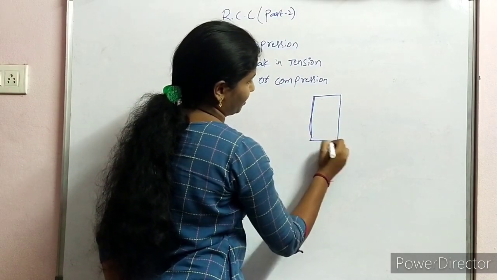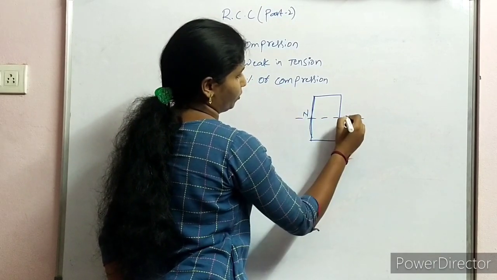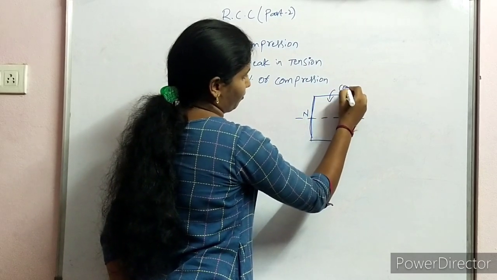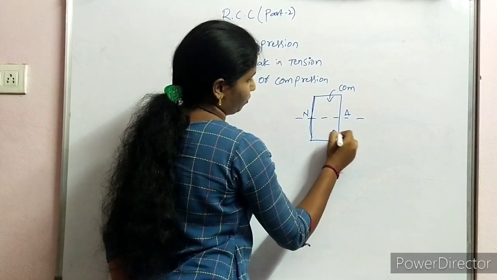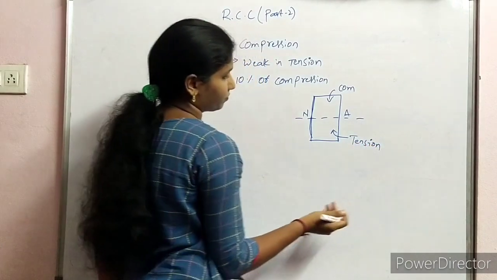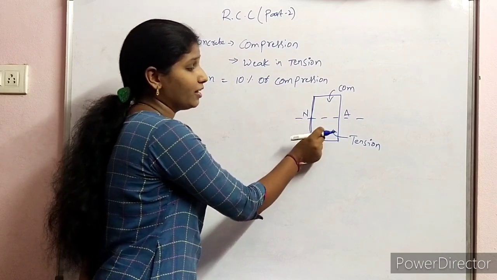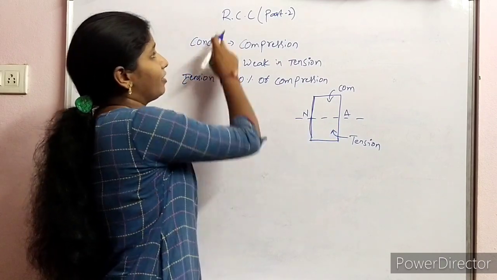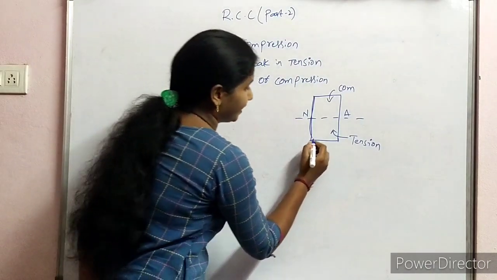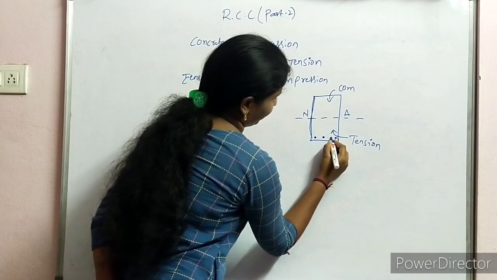Suppose we assume this is a rectangular cross section, and this is the neutral axis. The upper zone is called the compression zone, and the lower zone is called the tension zone. For improving the tension force, we have to reinforce the tension zone. Which material are we using as reinforcement? We are using steel as reinforcement.